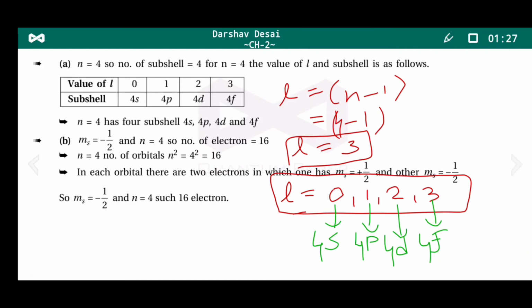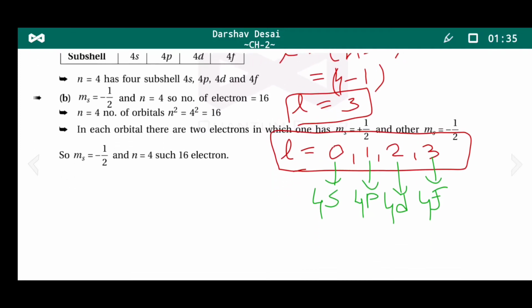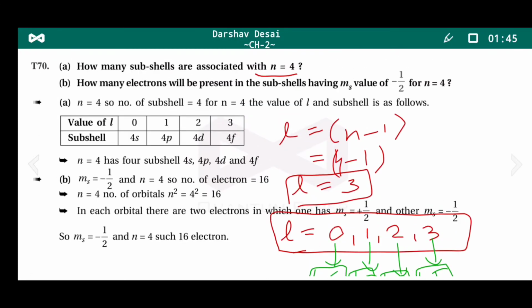So first question is very clear. How many subshells are associated with n is equal to 4? Then here 4 subshells are associated, 4s, 4p, 4d and 4f. Okay, it is very easy question.